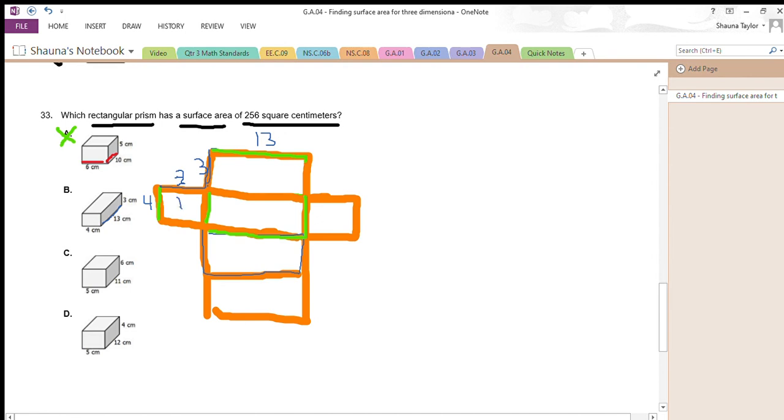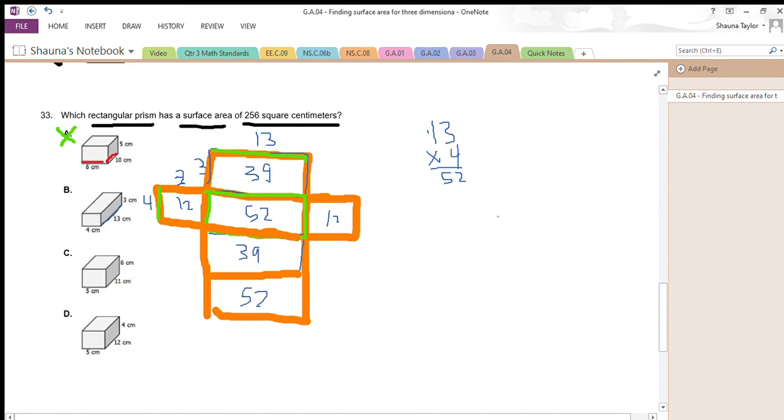Okay, 4 times 3 is 12. So this is 12. 13 times 3. See, 3 times 3 is 9. 3 times 1 is 3. So 39. And this one's 39. So now we need the other one. 13 times 4. I don't know, so I'm going to have to write 13 times 4 over here. 4 times 3 is 12, 4 times 1 is 4, 52. So these are 52 and 52.